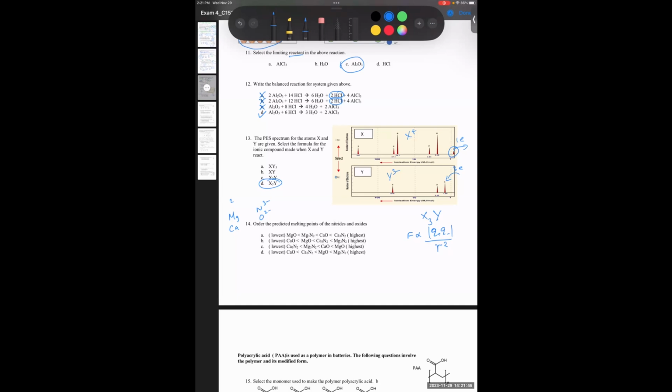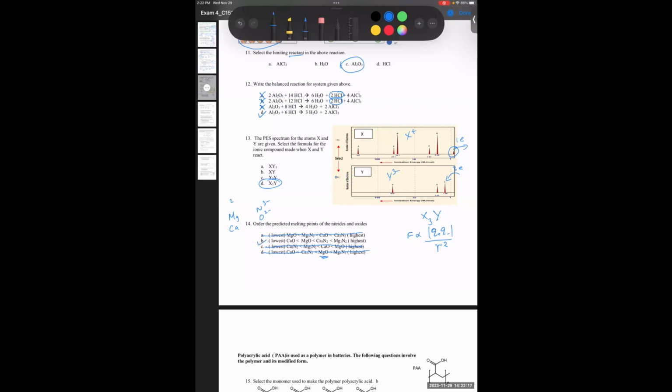So for that reason, I'm going to eliminate options, and that's all I had to do here. Compounds with the nitride should have the highest melting points, so this one is out, because we have magnesium oxide here, and this one is out, because oxide cannot be there. And this is out because I need to see nitrides at the higher end. Therefore, the correct answer must be option B.